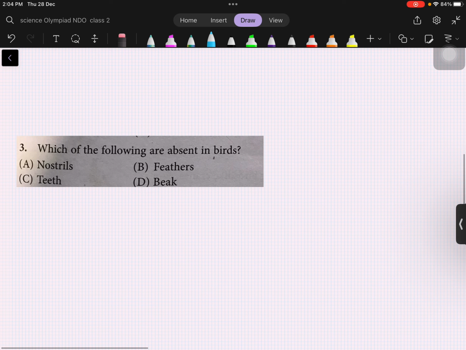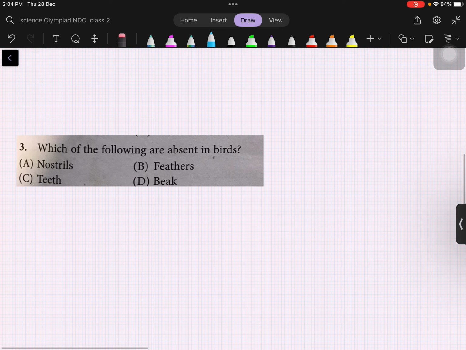Which of the following are absent in birds? Nostrils. Birds have nostrils. Feathers also they have, beak also they have, but they don't have teeth. So we are going to bubble C.